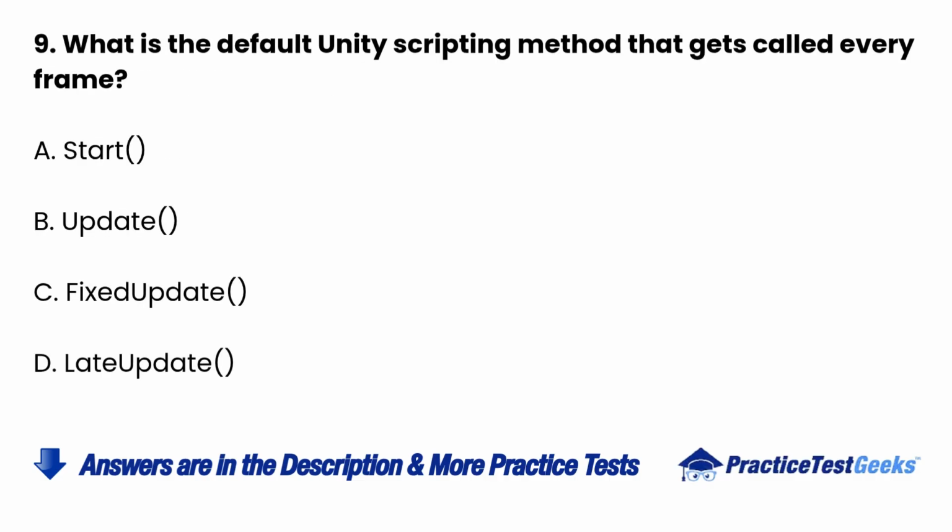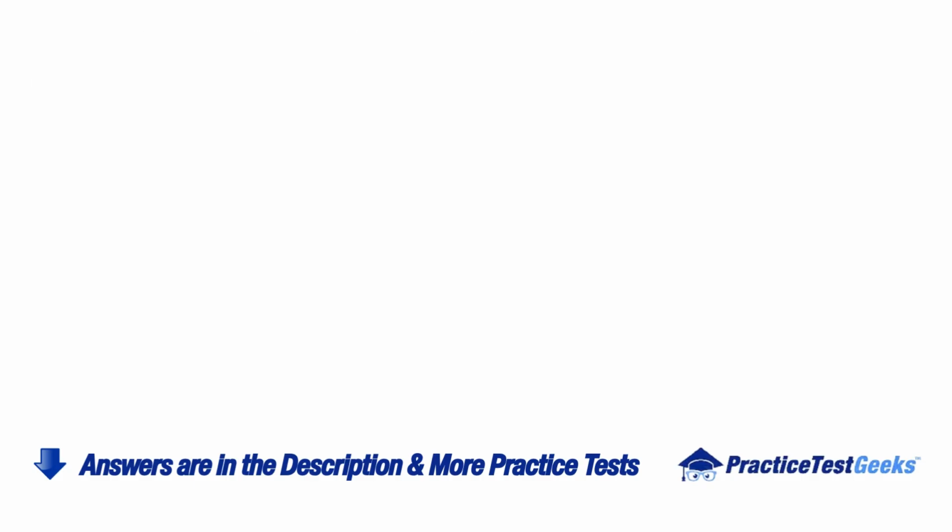9. What is the default Unity scripting method that gets called every frame? A. Start. B. Update. C. Fixed update. D. Late update.